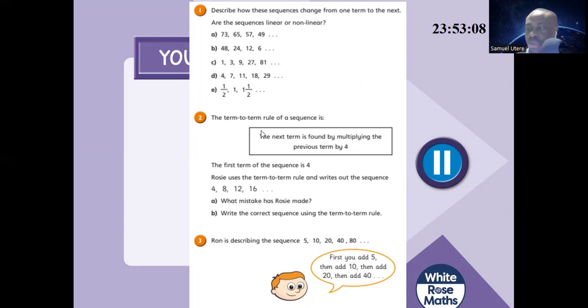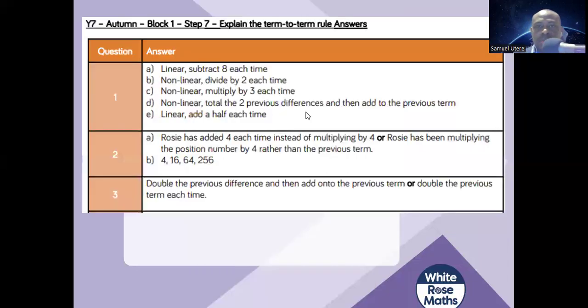All right, so here are some possible answers you could get. So for A, it's linear, you subtract 8 each time. B is non-linear, you're dividing by 2 each time. C is non-linear, you multiply by 3 each time. D is non-linear, you total the two previous differences and then add to the previous term. Then E is linear, we're adding half each time.